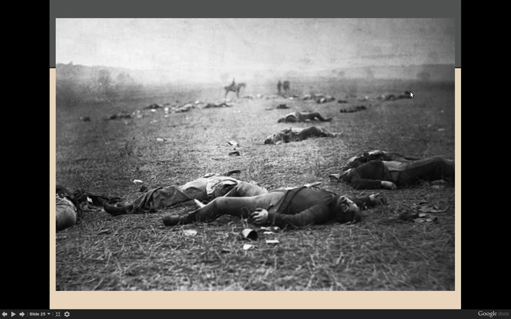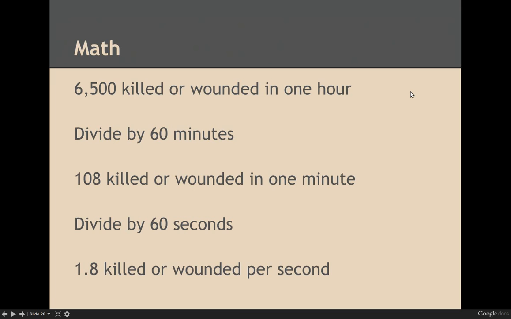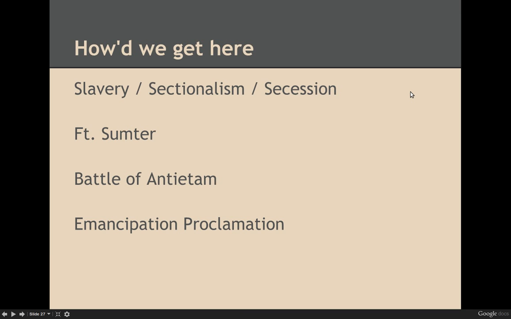And what we have here, just to take the esoterica out of history, is a photograph of the Battle of Gettysburg aftermath. Very real. I'm going to let you draw your conclusions. We're going to come back to this, actually. But how did we get to where we are at the Battle of Gettysburg, which is in 1863?